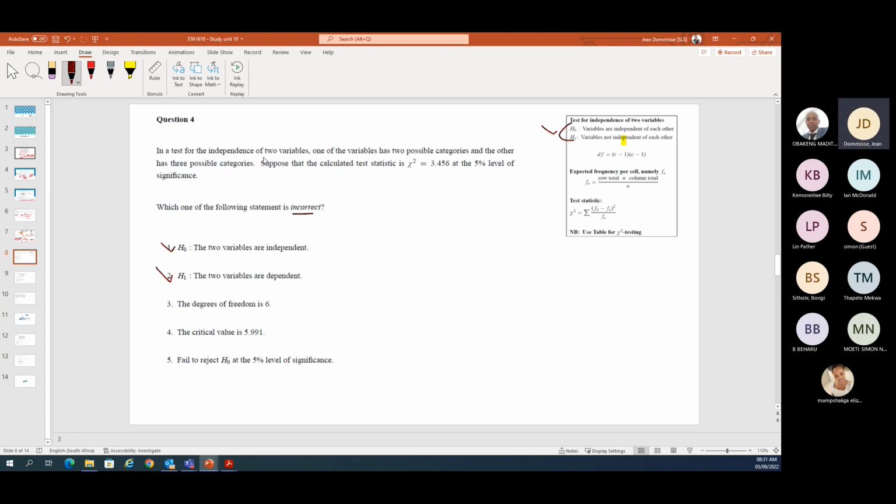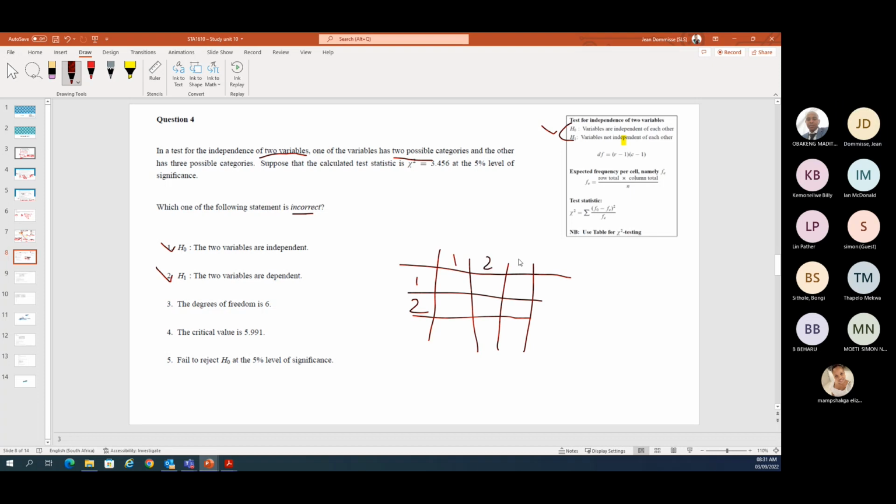In a test of independence of two variables, one of the variables has two possible categories, and the other has three possible categories. Okay, so there's two possible categories in one, and in the other one there are three possible categories. It doesn't matter which one is a row, which one is a column. In the end, we'll just multiply it.